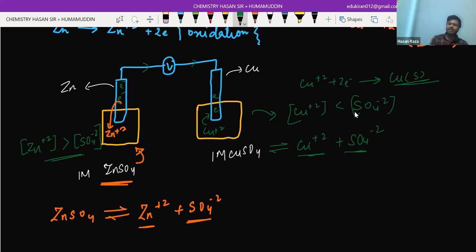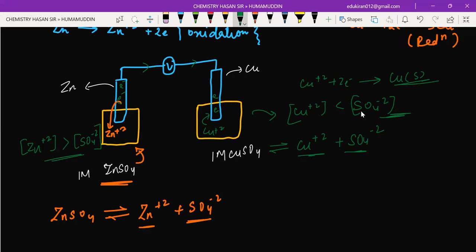That means on the right hand side, the concentration of Cu plus 2 decreases and SO4 minus 2 increases. Basically, the concentration of SO4 minus 2 does not actually increase, but the reality is that the concentration of Cu plus 2 decreases, and with respect to that, we can say that SO4 minus 2 increases. Okay? Yes or no? Yes. Now, to increase the durability or life of the battery, we use a salt bridge.